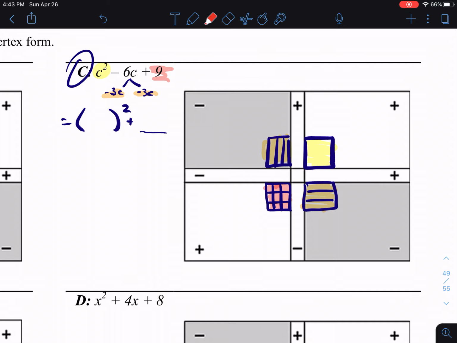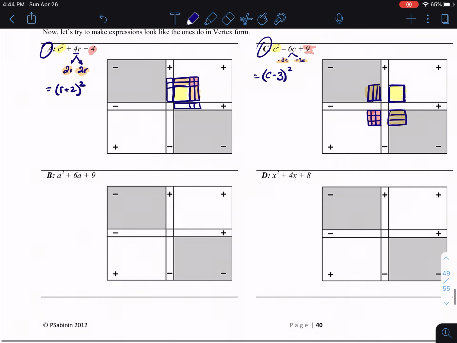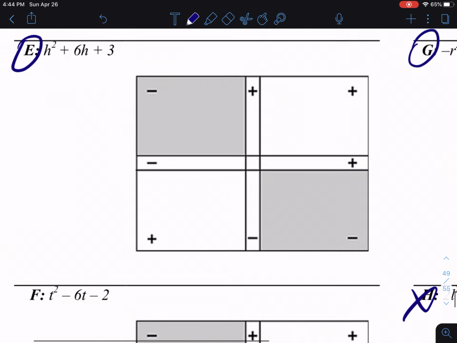So again, we don't need any loose ones because everything fit nicely into a square. And the square is c minus 3 in size. So it's c minus 3 all squared. So take some time before you go on and look at B and D and try to do that yourself. But we'll do E and G together.